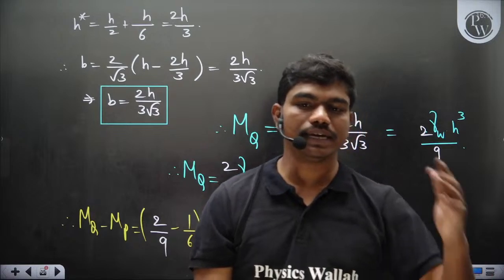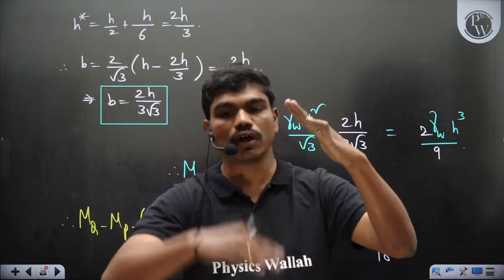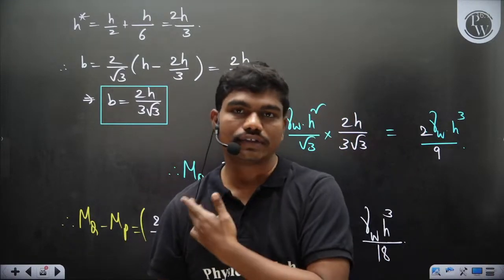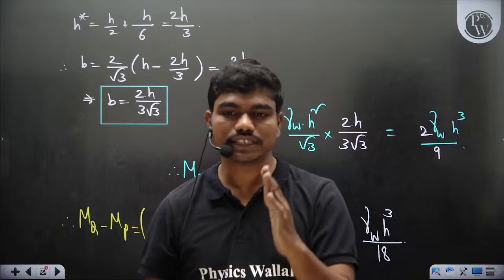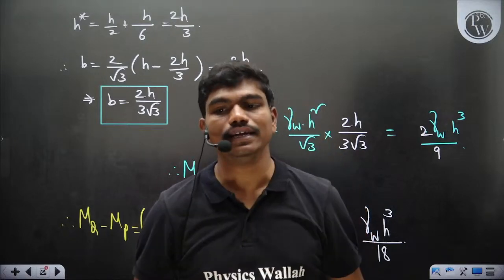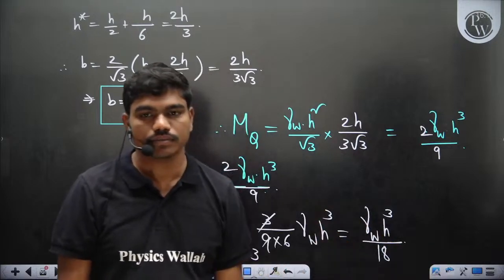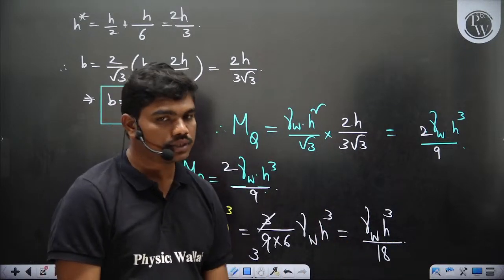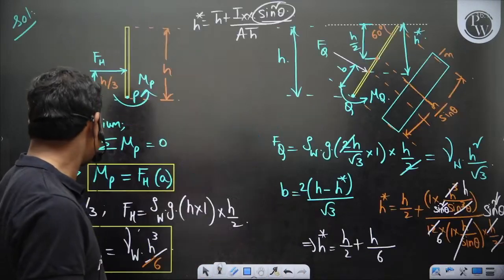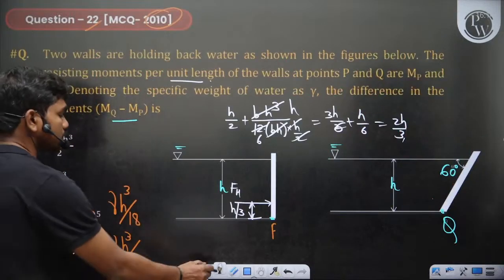Clear? Even if the plate is inclined, since the total fluid column is same, h is not defined with respect to plate length, h is defined with respect to the vertical fluid column. So definitely, as this h is same, even here you would get the h by 3. Okay, so gamma w h cube by 18, it should be somewhere. Option C is the correct answer.